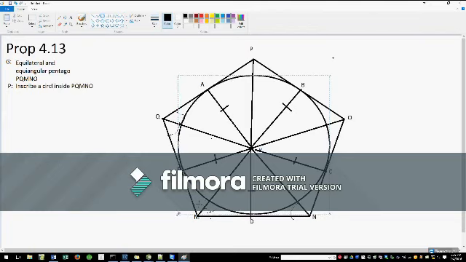Therefore, this circle AEDCB has been inscribed in the given equiangular and equilateral pentagon. Therefore, a circle has been inscribed in an equiangular and equilateral pentagon. Very good. Thank you. Excellent.